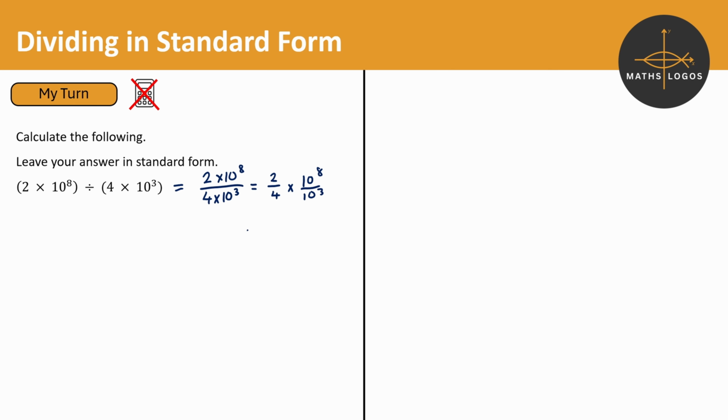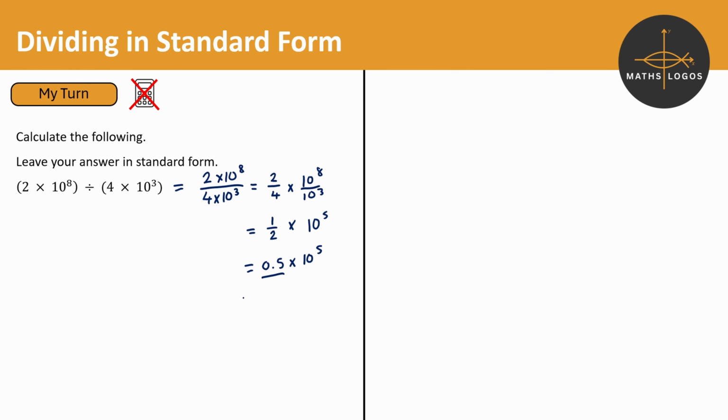2 over 4, I'm going to simplify to 1/2. Now that number is going to be less than 1, that's okay. I'll leave it as that for now. 10 to the power of 8 divided by 10 to the power of 3 is 10 to the power of 5. At this point, I'm going to turn my half into a decimal, so it's 0.5 multiplied by 10 to the power of 5.